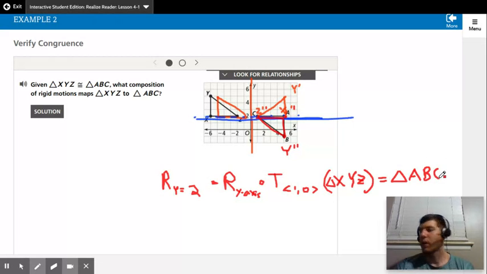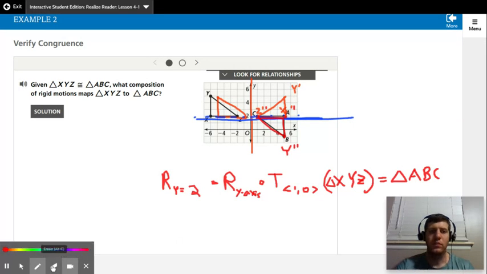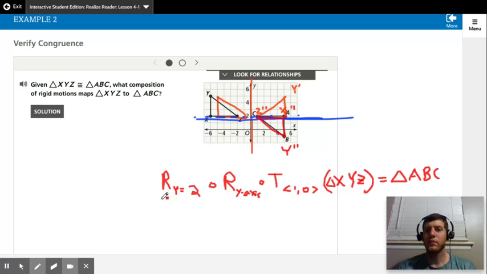I don't mind if you, instead of writing out the formal composition here, just give a written description of how you were transforming it. That would be fine. Again, there's many different ways you could do this. We could have rotated around point Z. So let's do it a different way, just to show you a different way here.